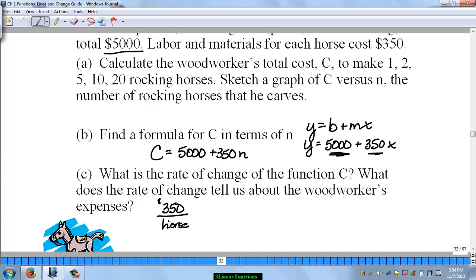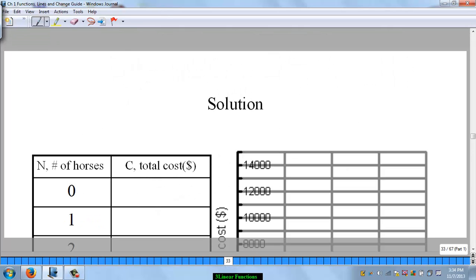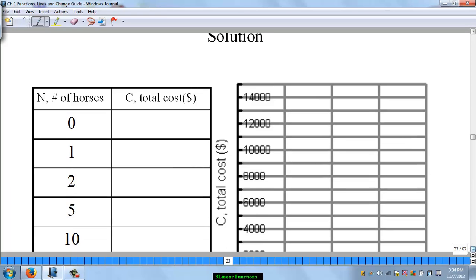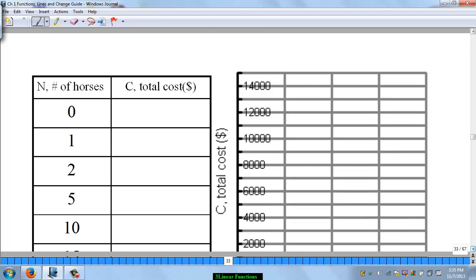What does the rate of change tell us about the woodworker's expenses? Well, it tells us that it's going to increase each time, and so he's got to sell, like I said, his rocking horses for more than $350 to make money and to pay back his starting costs. We can go through and figure out the cost of this. I'm going to start this, and you can do this on your own, but at first it cost $5,000 for the total cost, and then after he did one horse, it went up to $5,350, 2 horses, we went up to $5,700, and so on and so on. I'll let you finish filling this in and do the table.